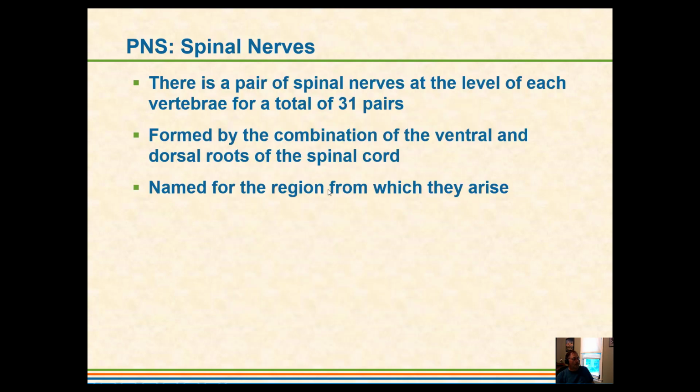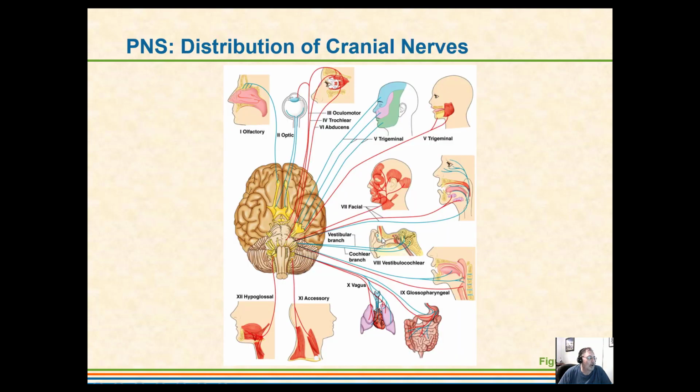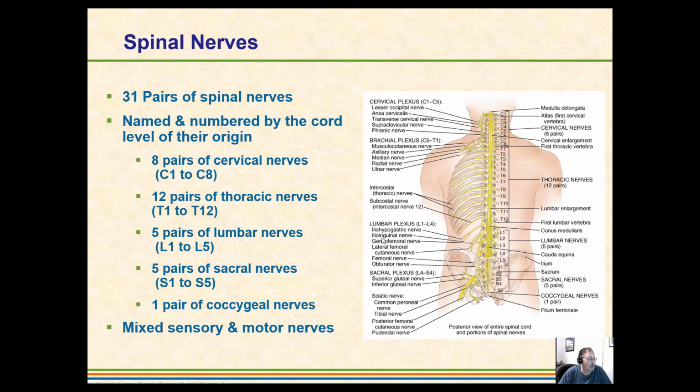Now, spinal nerves. We've got a pair of spinal nerves between each vertebrae, and they form by a combination of that ventral and dorsal root. They are named for the region in which they arise. So lumbar nerve versus thoracic nerve, and so forth. And here's what we've got, named and numbered by the cord level of their origin.